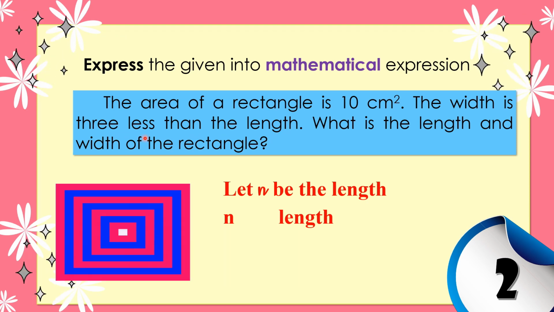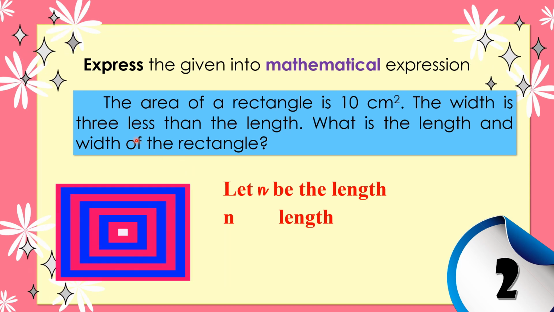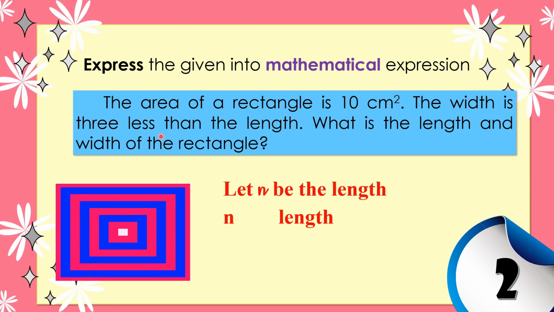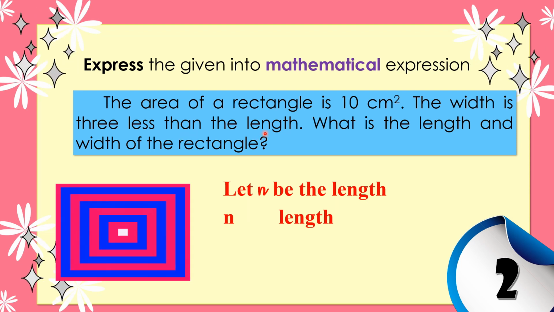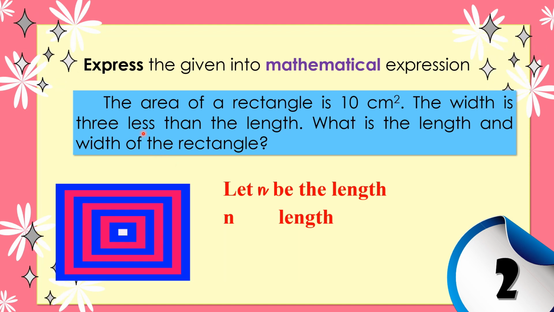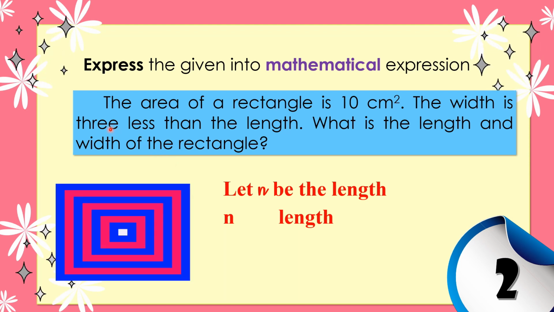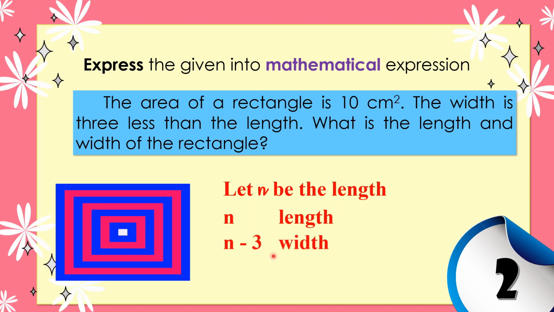Sabi dito, 3 less than the length. Ang length natin is n. Pero dahil less than siya, magsiswitch tayo. So, unahin natin yung length, that would be n. And then less than, that would be minus. And 3 yung susunod. So, that is the same as n minus 3. That would be the representation of our width.